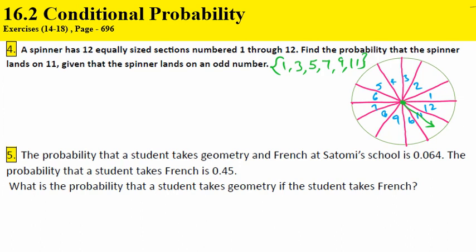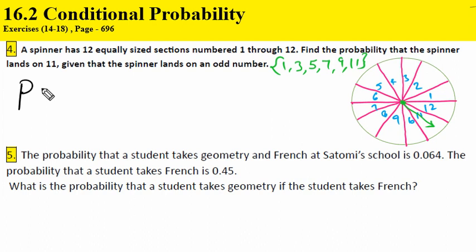Hi everyone, this is topic number 16, part 2, conditional probability. Question number 1: a spinner has 12 equally sized sections. As you can see at the right, you have a spinner. This is a rough drawing, so don't judge the drawing. Numbers from 1 to 12.